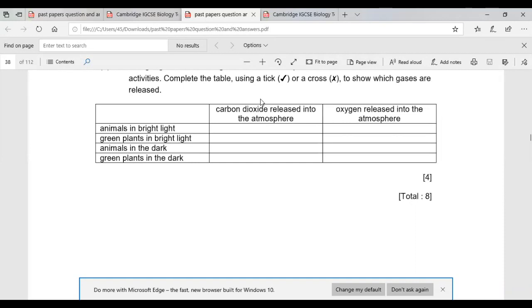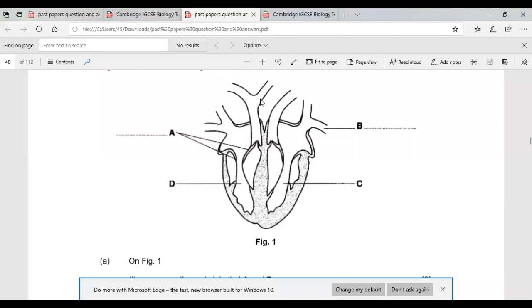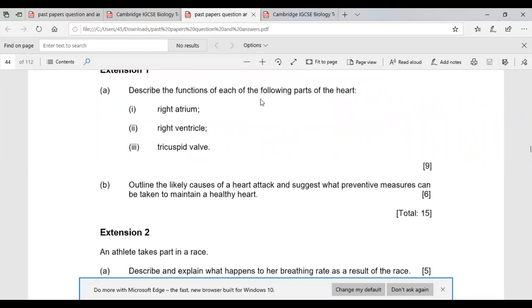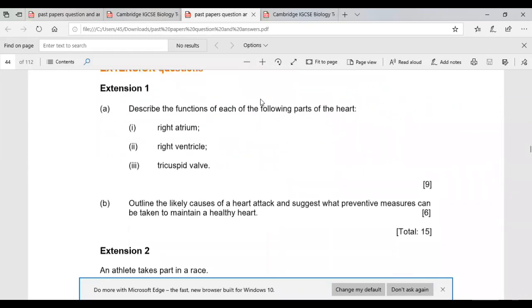This one. See this one the last time. This question, between the respiration and transport. Describe the function of each of the following parts of the right atrium. That's an extension. You ask about the center. That's an essential part. Describe the function of the.